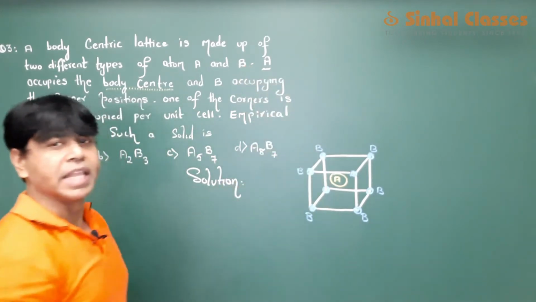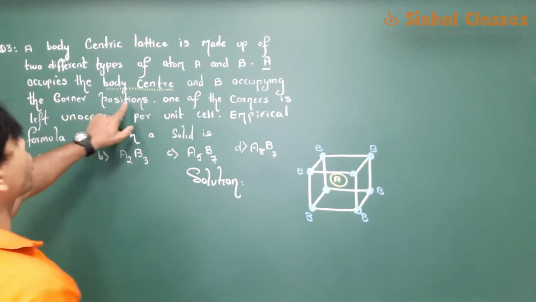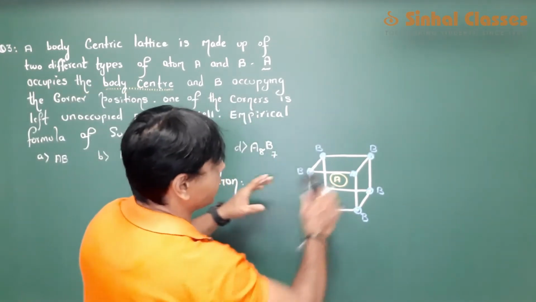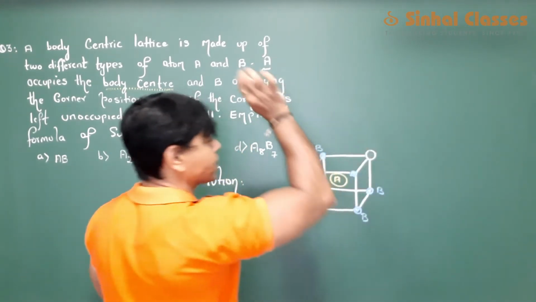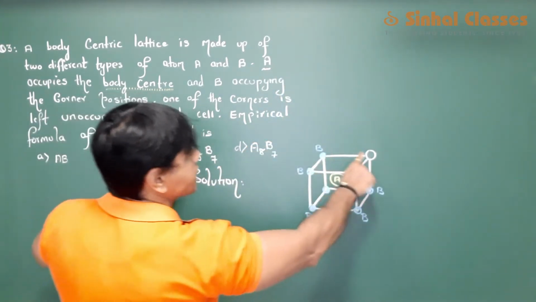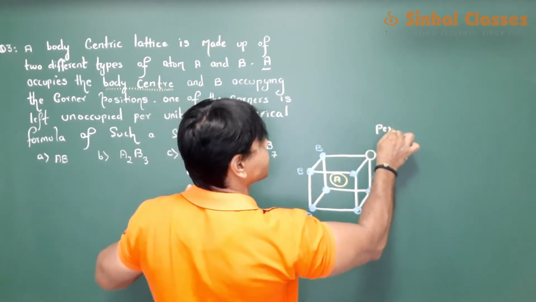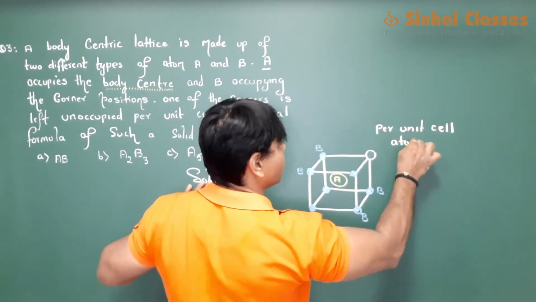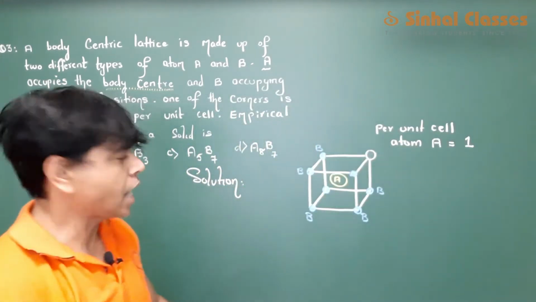Okay, then it says B occupying the corner position, one of the corners is left unoccupied. That means at one of the corners, B is absent. B is absent here. So now, for a single unit cell, A is 1. So per unit cell, atom A is 1. Atom A is 1.